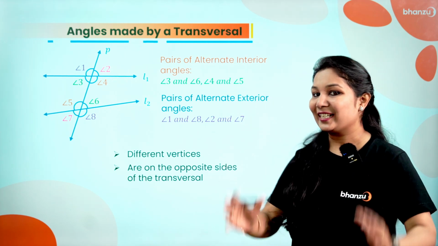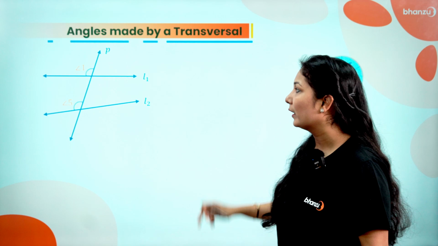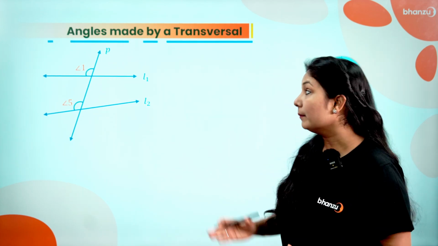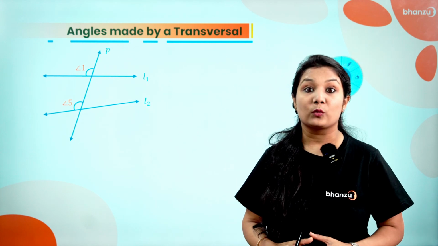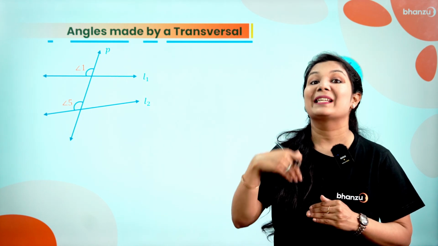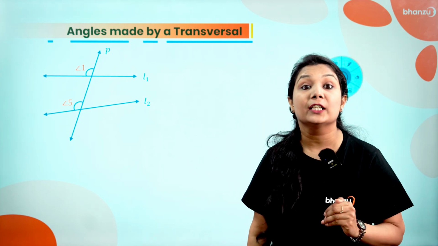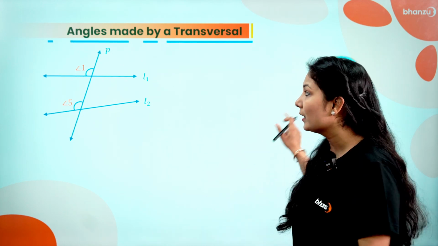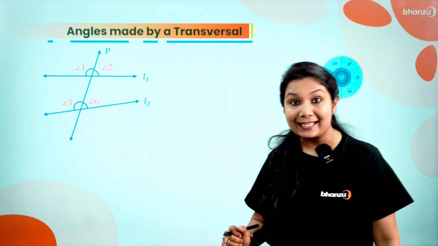Got it? So let's move ahead and see the next one where we have 1 and 5. Now this time they are on one side of the transversal but one of them is in the exterior part and the other is on the interior part. Yeah, we can have more such pairs like 2 and 6.